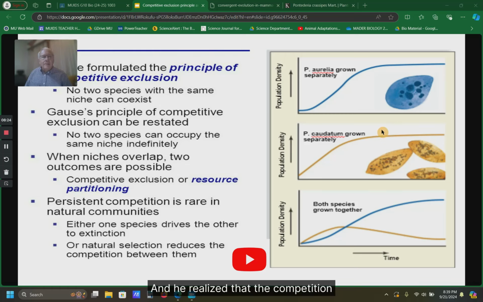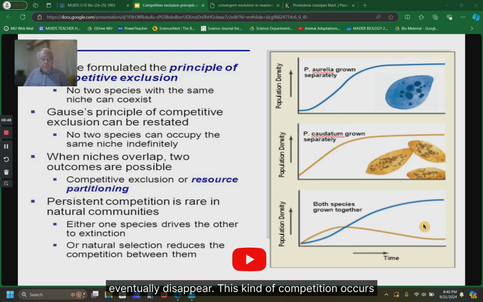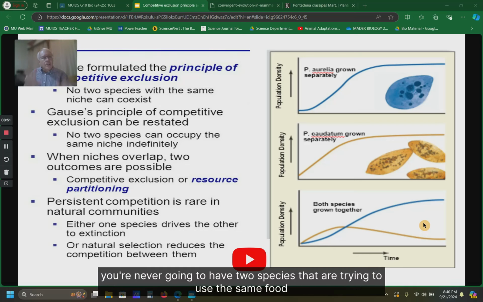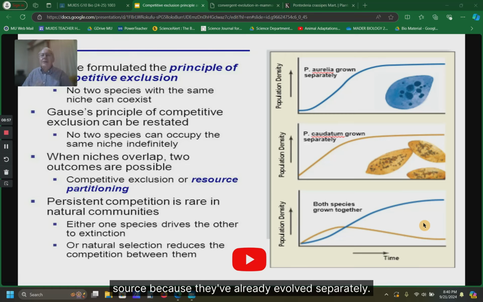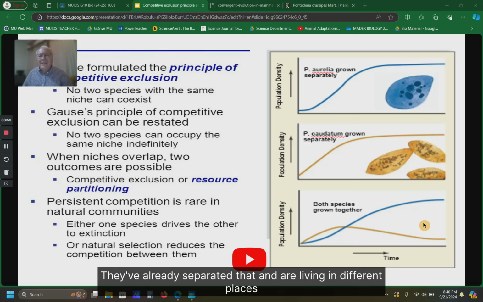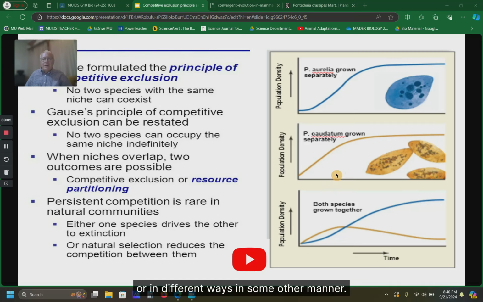And he realized that the competition between these two was so similar that they would drive each other extinct if they were allowed to live in the same place very long. Eventually, Caudatum could not compete with Aurelia, shown in blue here, and the Caudatum would eventually disappear. This kind of competition occurs only in artificial situations. Normally in nature, you're never going to have two species that are trying to use the same food source because they've already evolved separately. They've already separated that and are living in different places or in different ways in some other manner.